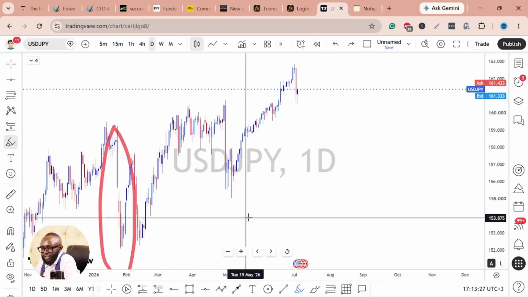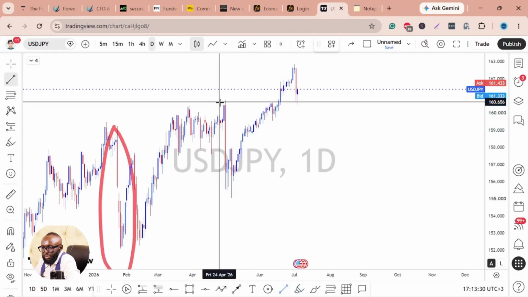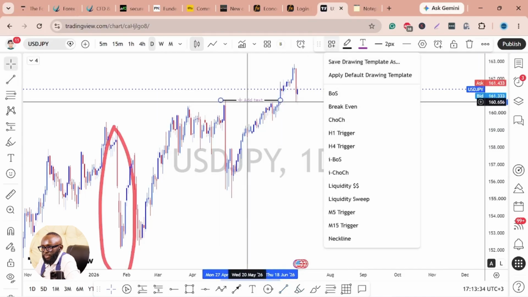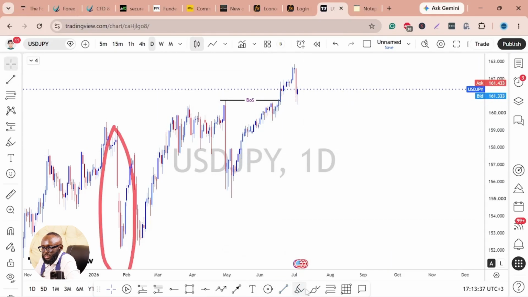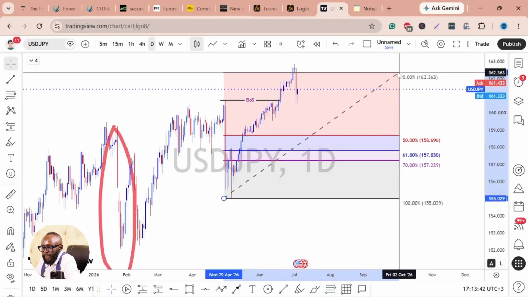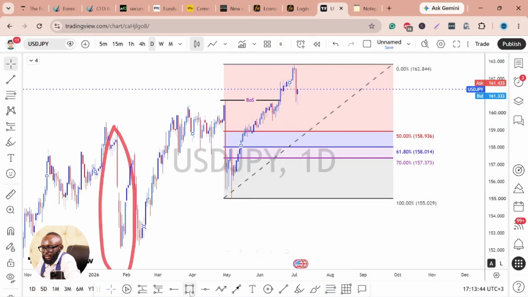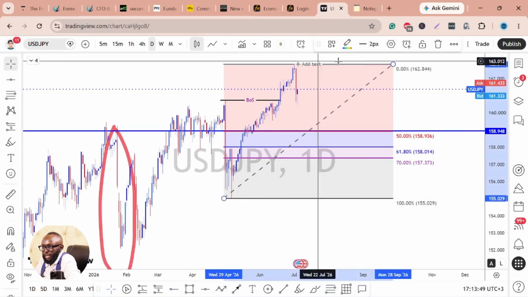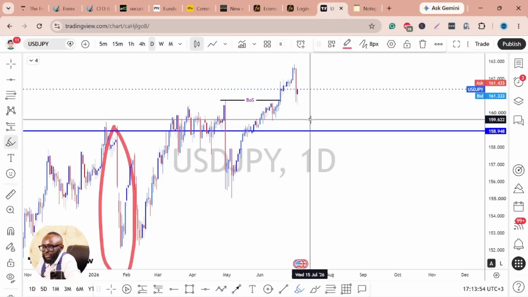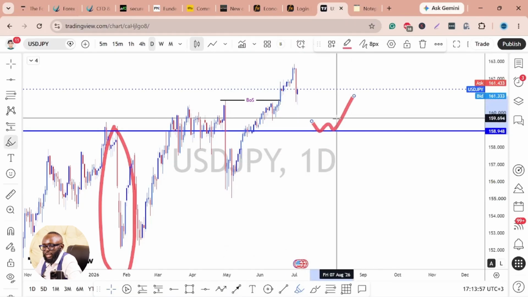My expectation is that I'll be considering this last swing from the daily point of view, from this low to this high. Then I'll be looking to take price to at least the 50% fib. That should be a zone you may be interested in getting any longs on USD JPY.